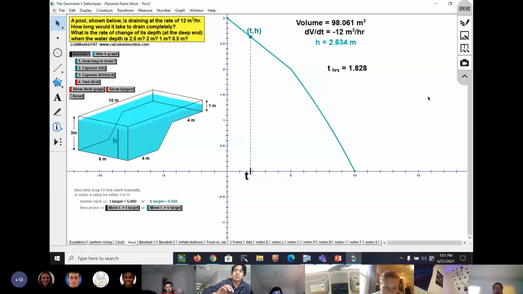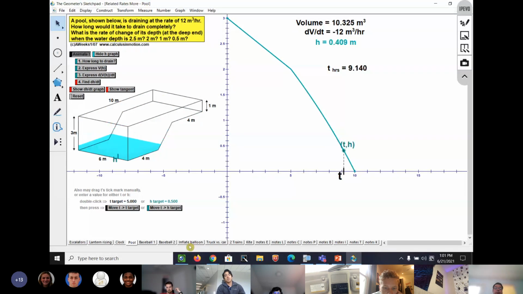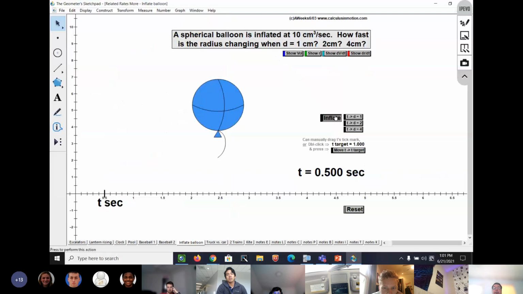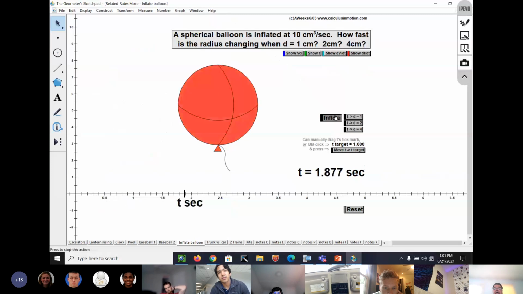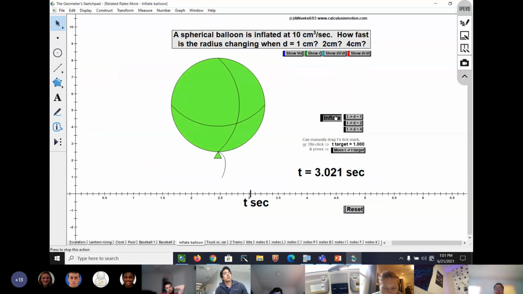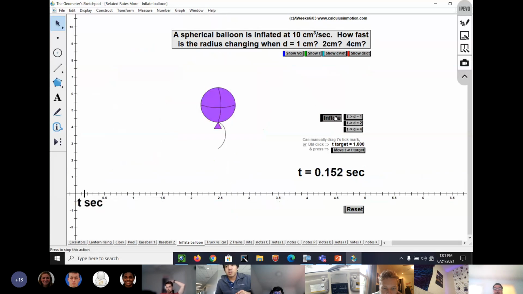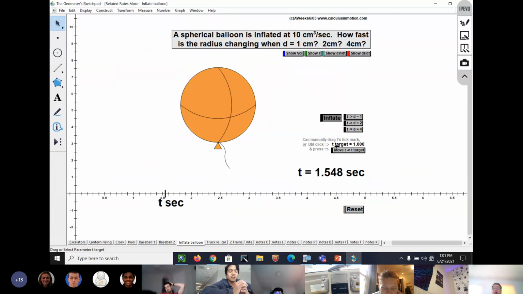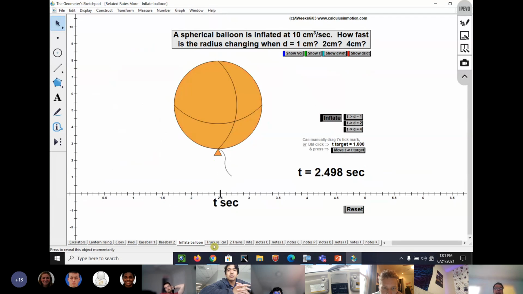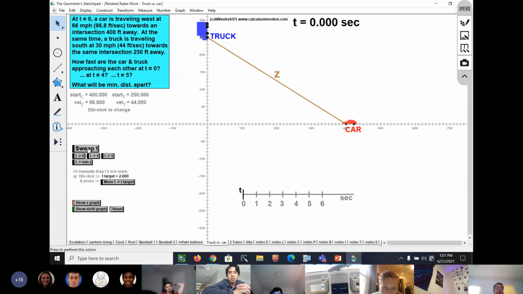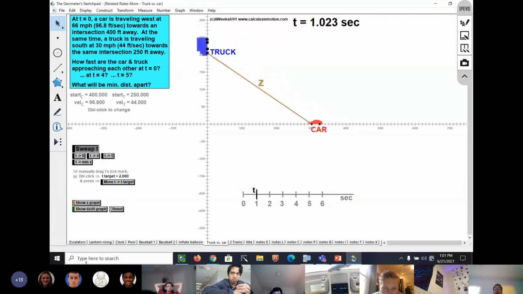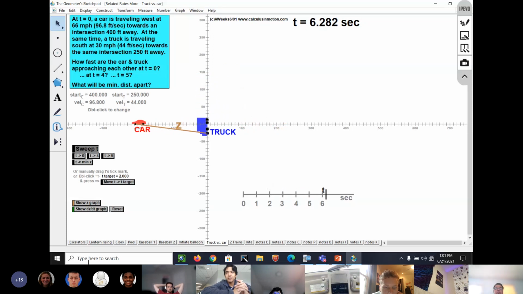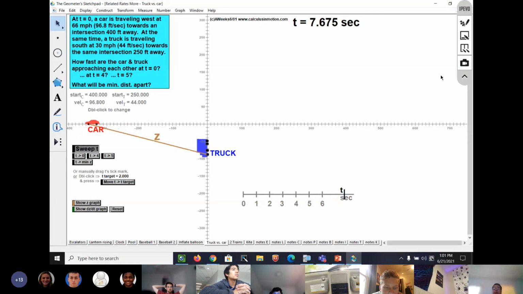All right. So hopefully, I'm looking for an inflated balloon. Okay, there's your spherical. And again, you're talking about time. Wonder if it blows up. No, it doesn't blow up. Let's see what else we got in here. Truck versus car. These are all time related. All right, so that's where you're going with related rates.